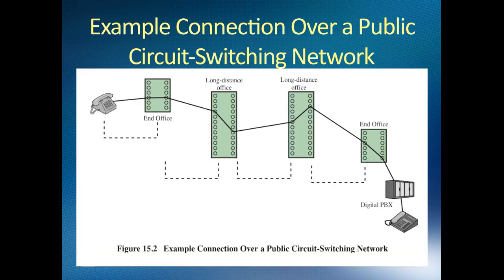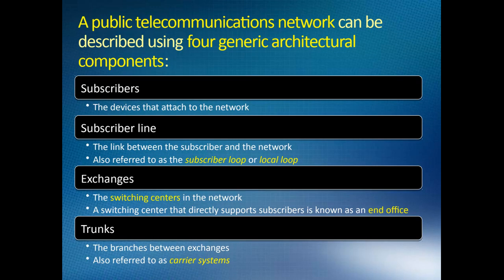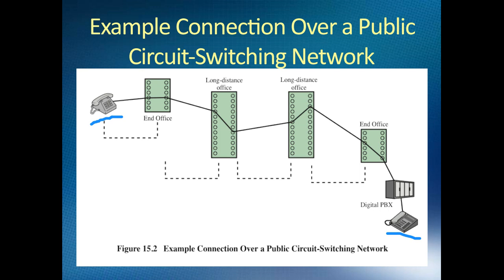This is how circuit switching looks like. We have the subscriber here. He is connected to the end office, from the end office to the long distance office, to the end office, digital PBX, and the receiver. Subscribers are the devices that attach to the network. Subscriber line is the link between the subscriber and the network, or we call it subscriber loop or local loop. This cable here.